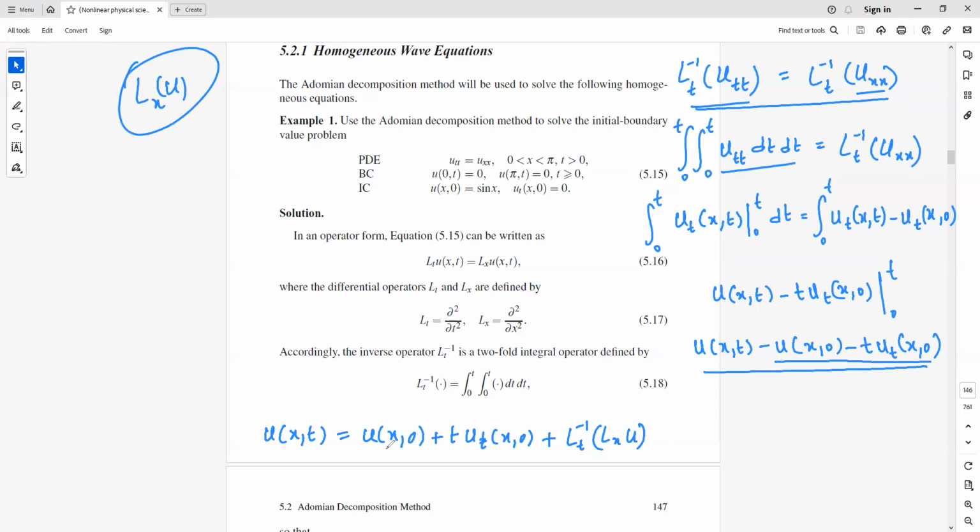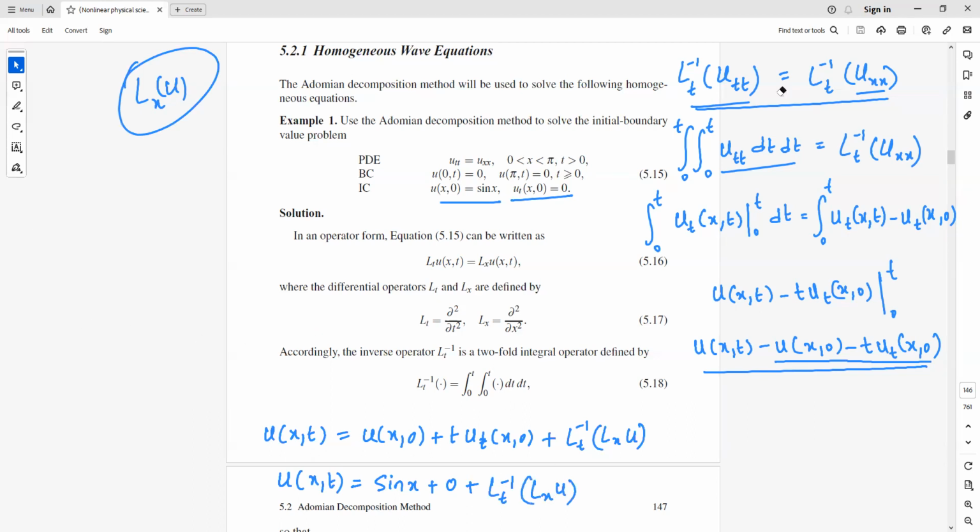Now the initial conditions are given in the problem. u(x,0) is sine x, ut(x,0) is 0. Therefore, we will just insert the conditions. u(x,0) is sine of x, plus ut(x,0) is 0. Therefore, this component will be 0, and this will be LT inverse LX u.